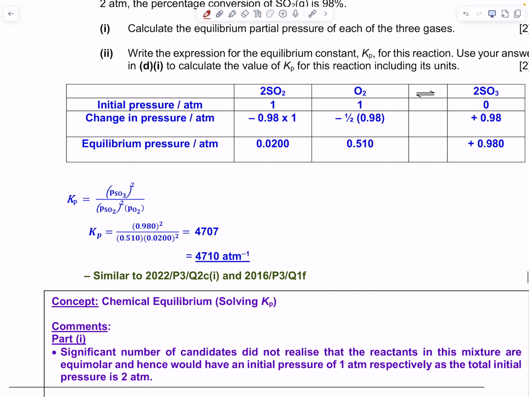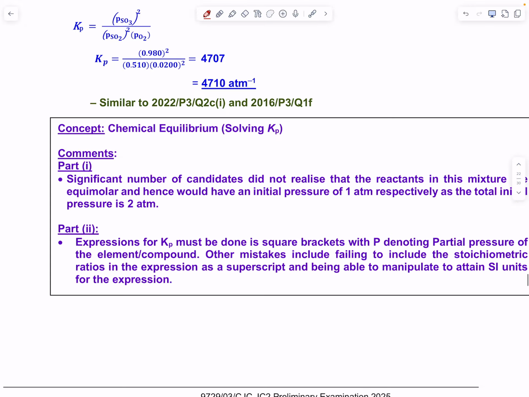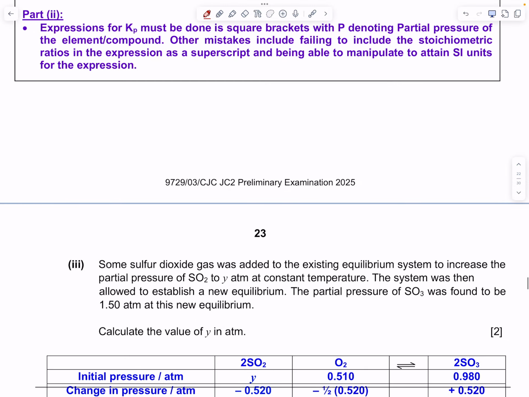Now, the next part of the question, part 3, was done at constant temperature, which means that big letter K is not going to get affected. Okay, I repeat, big letter K is not going to get affected. So what happens is, they said some sulfur dioxide gas was added to the equilibrium system to increase the partial pressure of SO2 to Y atmosphere at constant temperature. The purpose of the examiner putting this at constant temperature is to tell you that Kp is constant, which means that you need to use your answer for part 2 and bring it down to part 3.